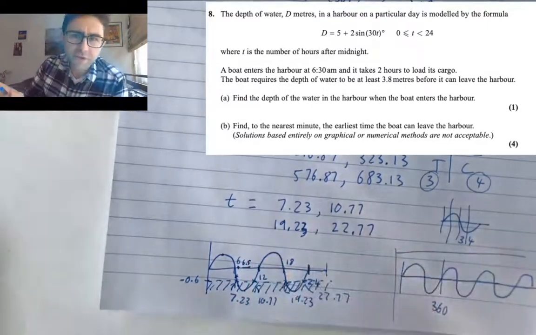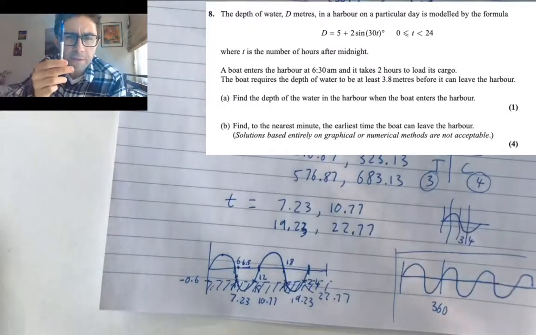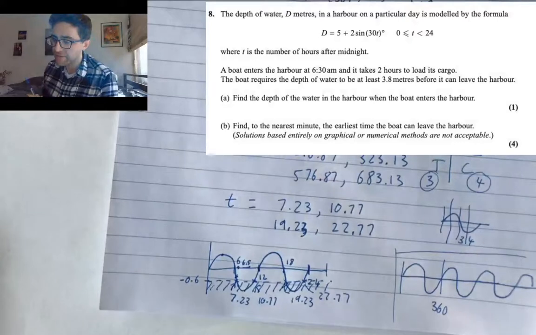This is where reading the question is really going to pay dividends. It says it enters at 6:30. It takes 2 hours to load its cargo. Excessive. It's probably low.